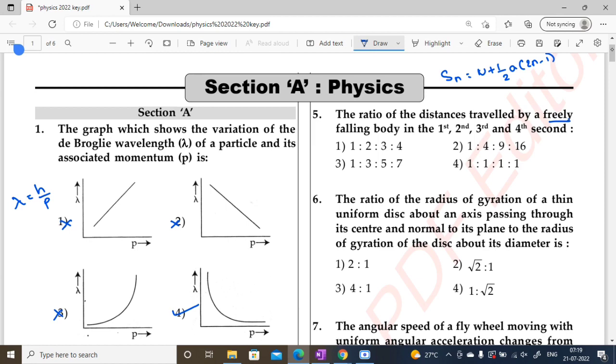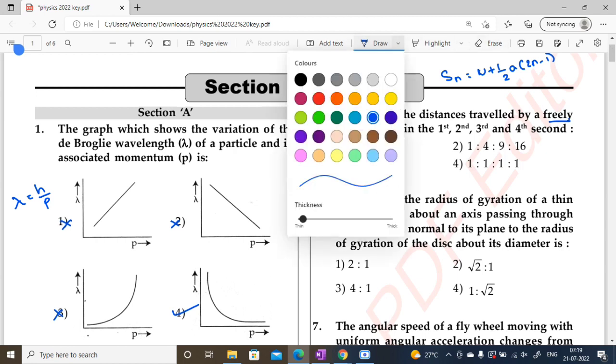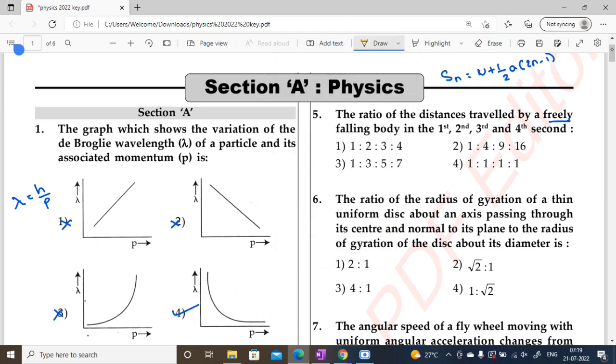And it is like in the first, second, third, and fourth second. So we need to substitute n is equal to 1, n is equal to 2, n is equal to 3, and n is equal to 4 on the above equation. And of course, u will be 0 in a free fall condition. So it is very clear, the question is asking a direct sort of question. So u approaches 0 always here in this case.